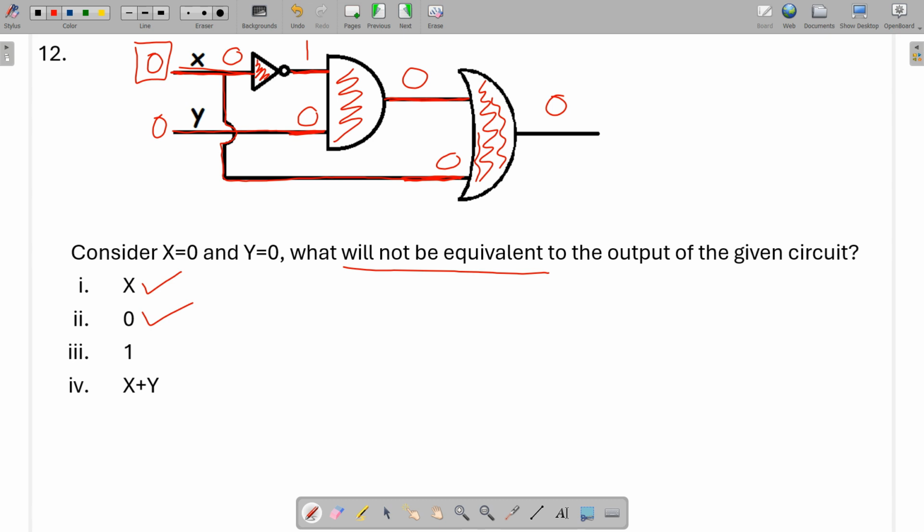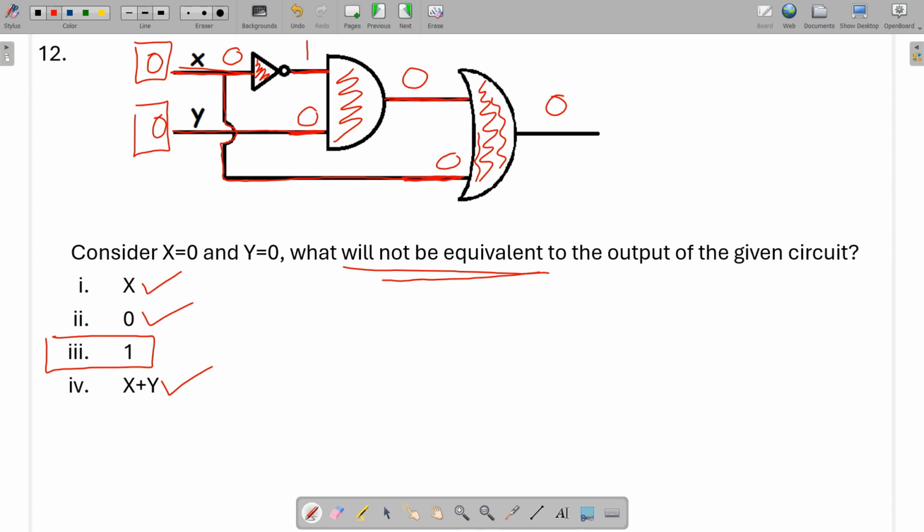And if you think about the last answer, which is x plus y, for this scenario x plus y means 0 plus 0, because x's value is 0 and y's value is 0. So 0 plus 0 is going to give you 0 again. So x plus y is also going to give an output equivalent to the circuit output. The one which is not equivalent to the output is this. So the answer is going to be the third one, because they are asking for the one which is not equivalent.